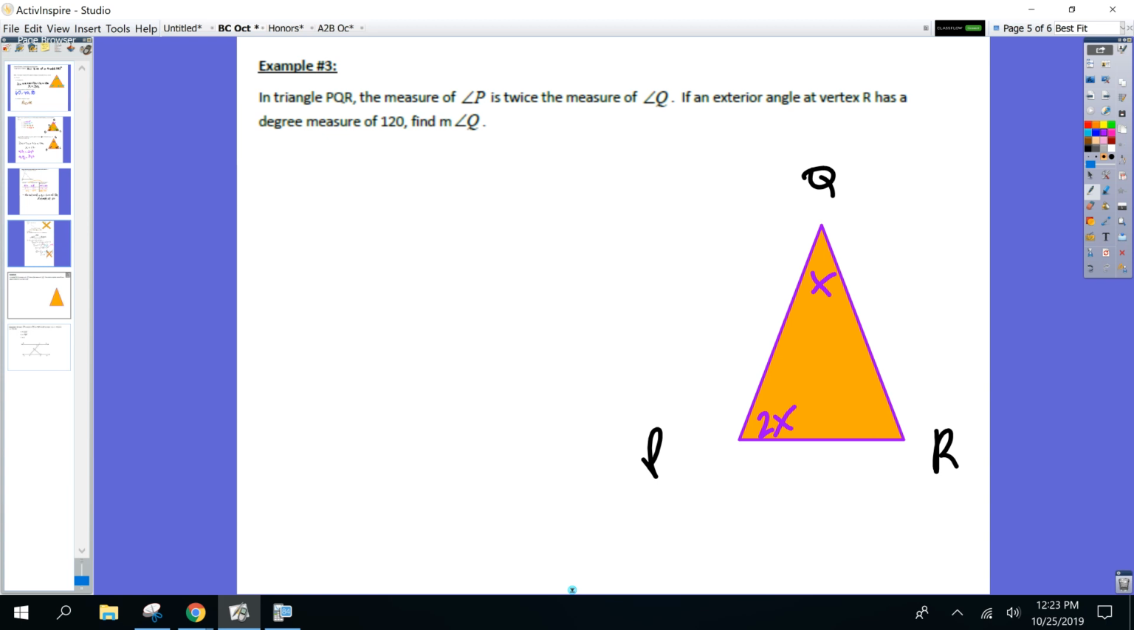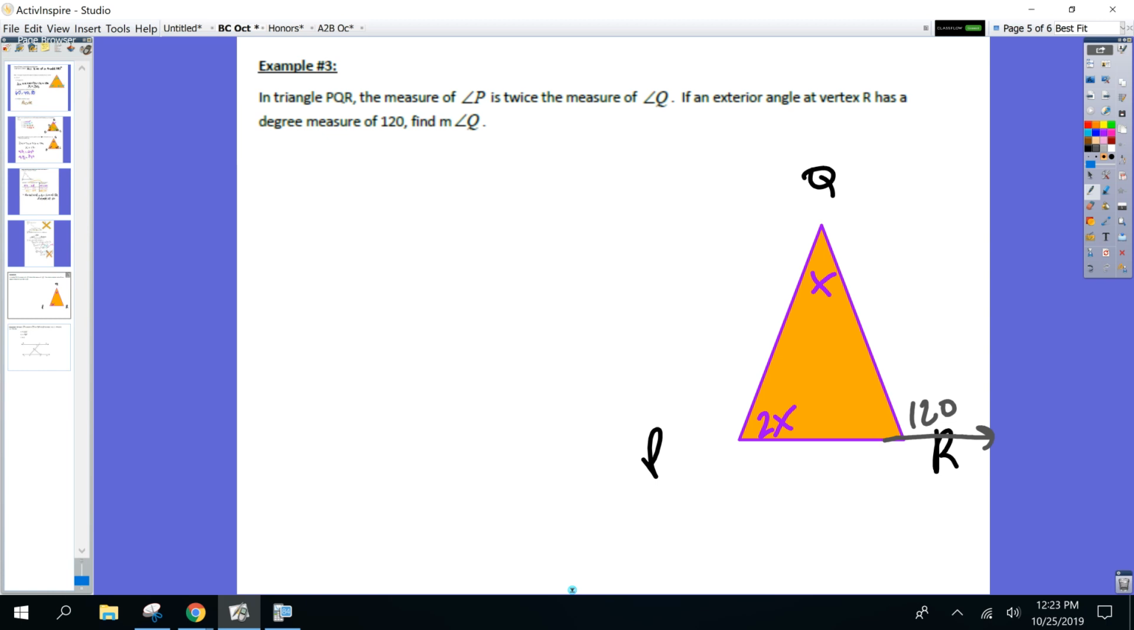P is twice Q, and then it looks like I have an exterior angle at vertex R. So again, how do I make an exterior angle? Extend one of the sides at vertex R. You can do it like this if you'd like, or if you really want to get crazy, you can do it like that, as long as you extend R in one direction. And what's that angle? 120? Got it.